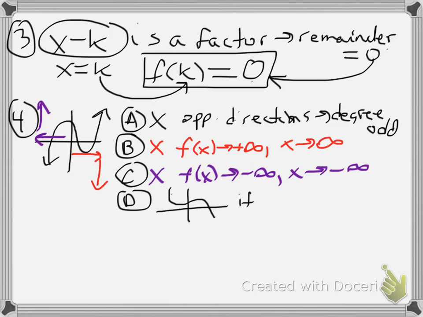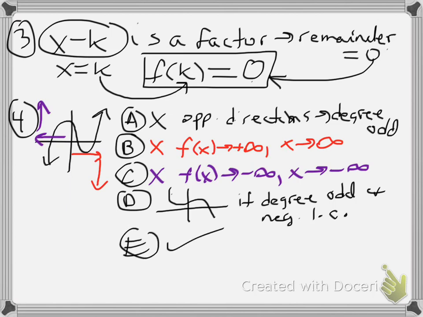So that's what the function would look like on the graph if the degree is odd and has a negative leading coefficient. Okay? That's what it should look like. So the only option, probably the last option, is the leading coefficient is positive. And that's the correct one.